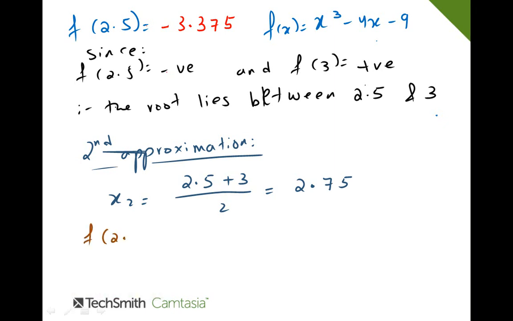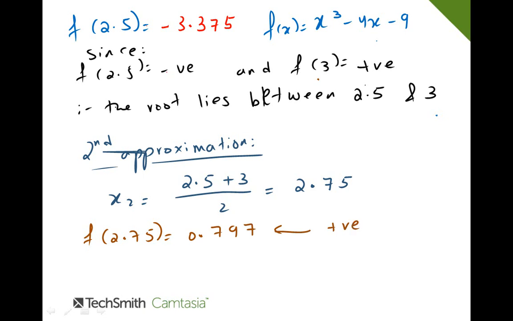f of 2.75, replace here 2.75 instead of each x. Here replace 2.75 and here replace 2.75. It will give you 0.797. Okay, you can see that this number is positive.